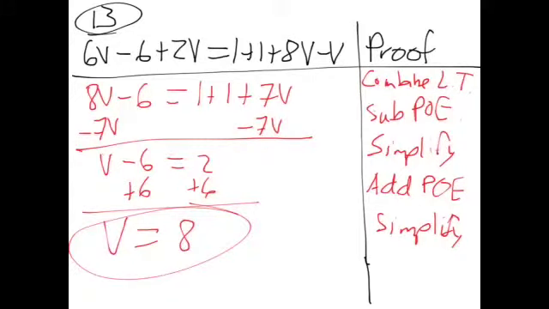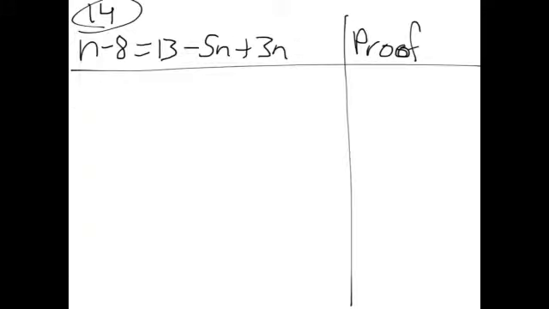Alright, we just finished 13. We're going to move on to the last section of these algebraic proofs on the assignment. So if you go to 14, I'm going to start it by combining like terms.